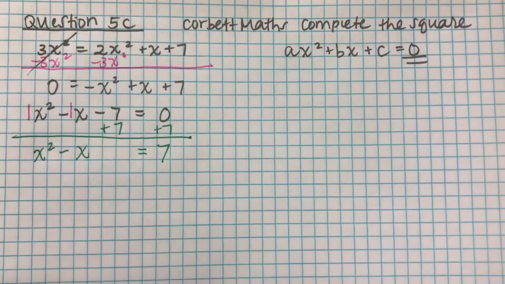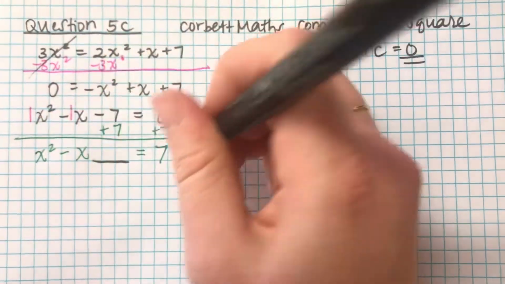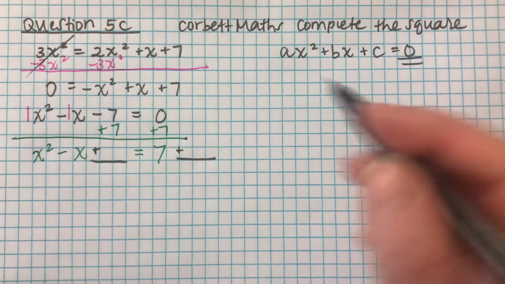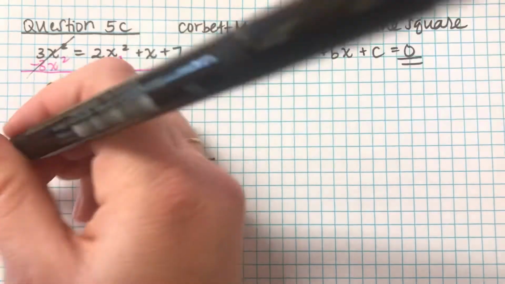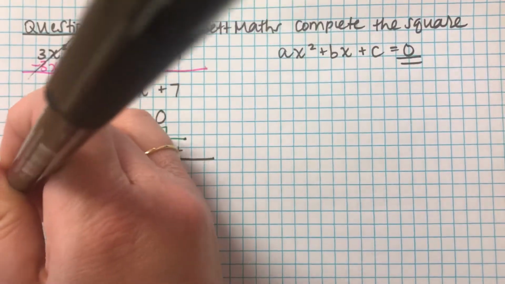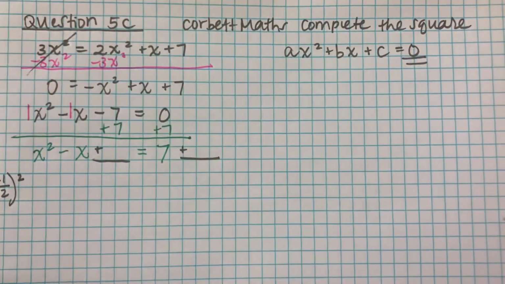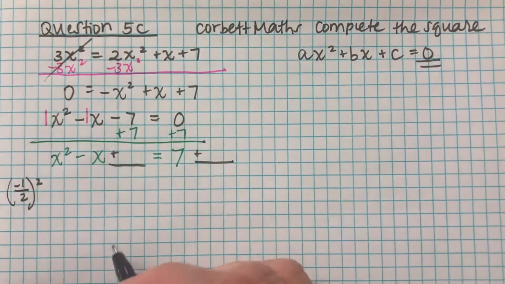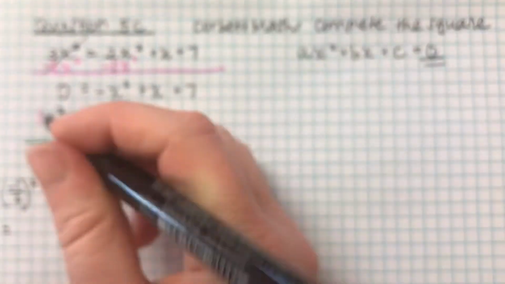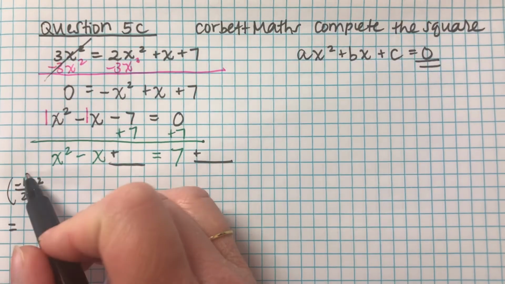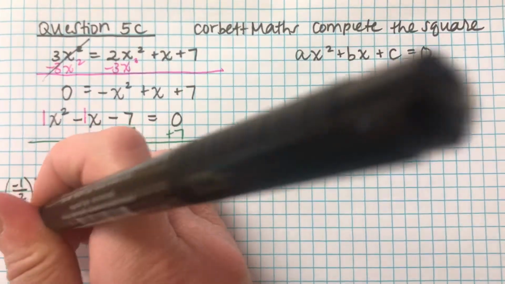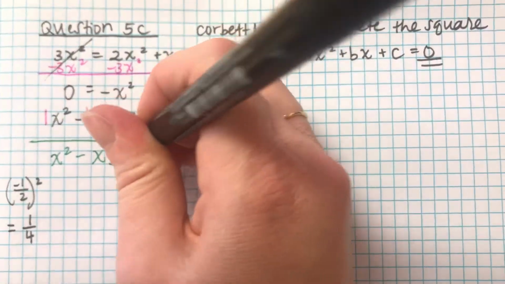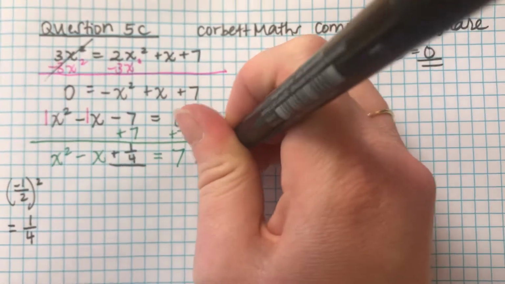Step number 2 is to find out what we need to add to both sides of the equation. So I'm going to take the b value, which is negative 1, divide it by 2, and then square it. You could use the decimal, but I'm going to keep it as a fraction in this case. This would be negative 1/2 times negative 1/2, which comes out to be positive 1/4. So I'm going to add 1/4 to both sides of the equation.